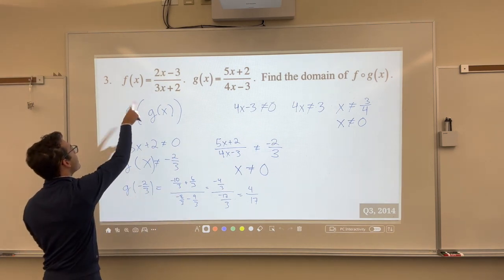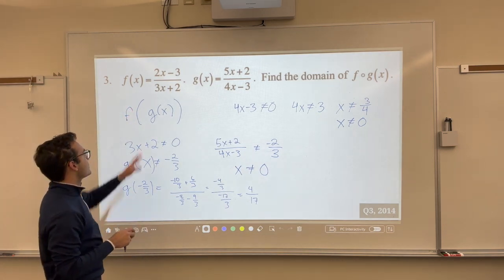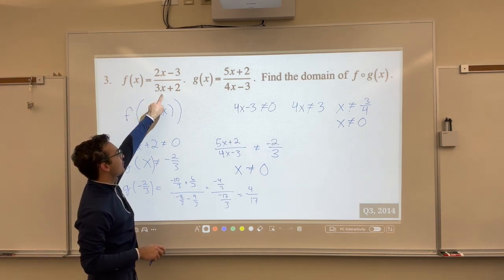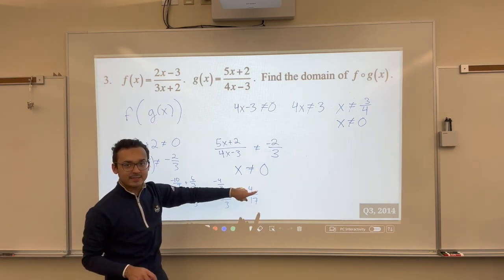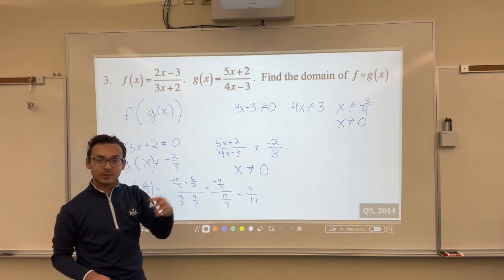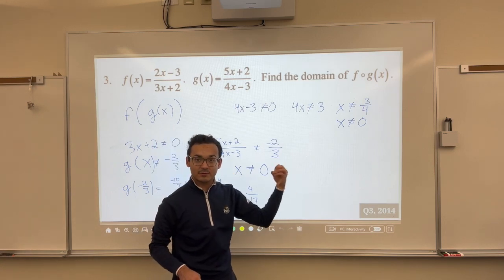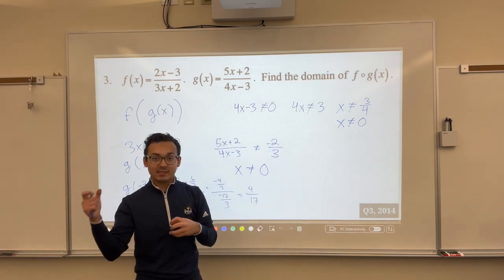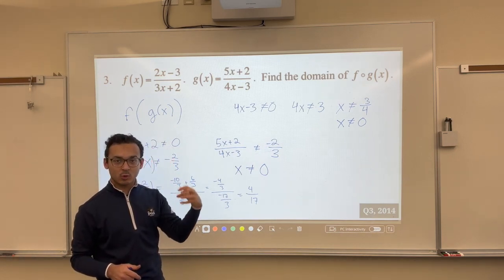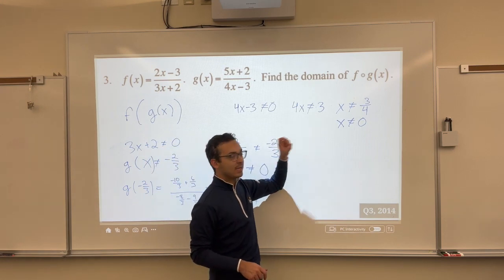So then plug that in to f of x, and that would be valid, right? Because we said the only invalid input is negative 2/3. But this is 4 over 17. So 4 over 17 would get you a valid output. So into f of g of x, we inputted negative 2/3 and we got a valid output. So that demonstrates that negative 2/3 actually works. So the only two values that don't work are 3/4 and 0.